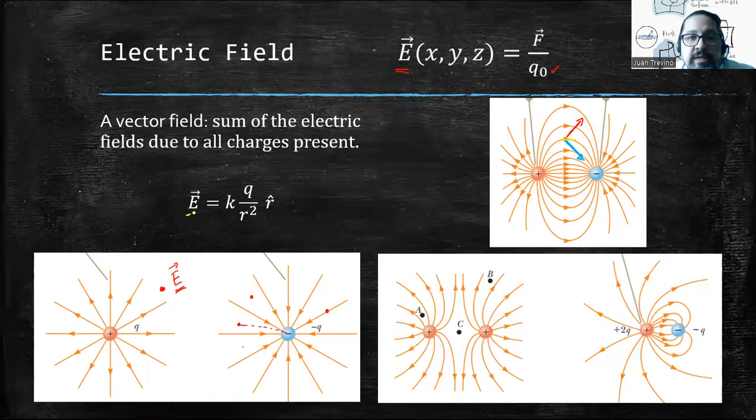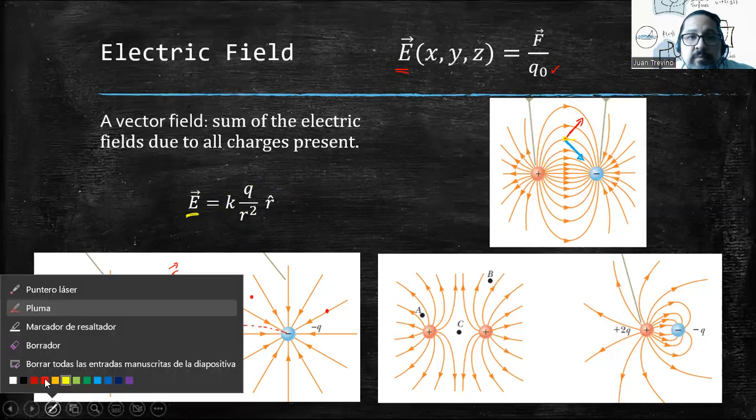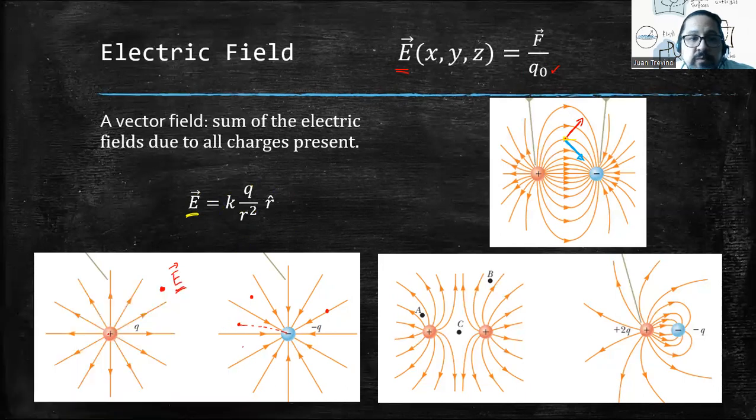So to calculate the electric field, I will use a formula very similar to Coulomb's law, which is right here. So we have a Coulomb's constant, the charge which is responsible for generating the field, and the square of the distance from the charge to the point where I want to calculate the field. In this case, it would be from the point the charge is at to the point where the electric field is being calculated.